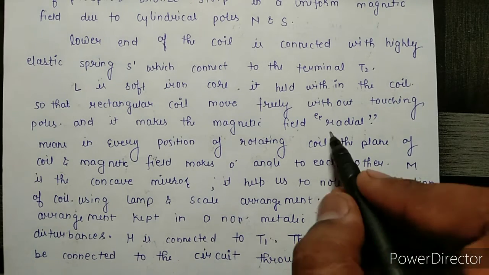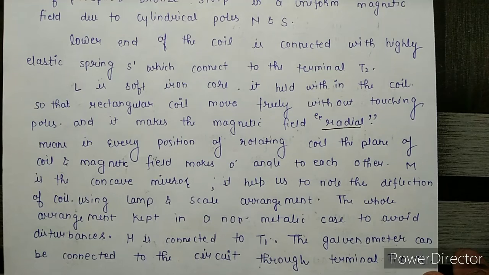if you look at the word radial in the construction theory, radial means a special type of magnetic field made by the magnet, in which in every position of the rotating rectangular coil, the plane of this rectangular coil makes zero angle with the direction of magnetic field, or we can say that the plane of this rectangular coil is always parallel to the direction of magnetic field.